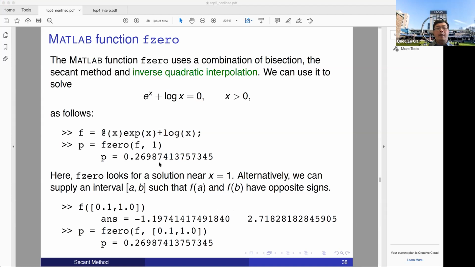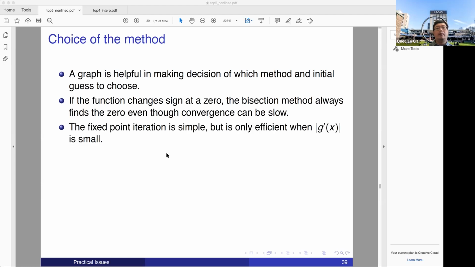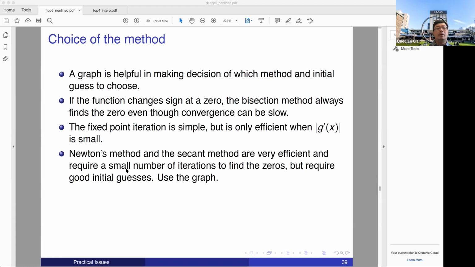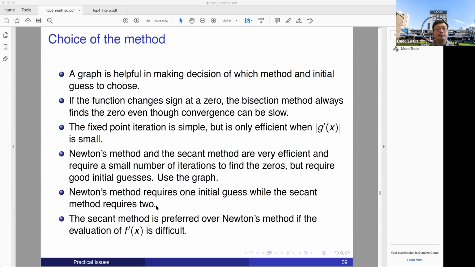So now what we have so far is four methods: the bisection method, fixed point iteration, Newton method, and secant method. Newton method and secant method are faster, but you need to have a good initial guess. Maybe that's why they combine bisection method, then fixed point iteration, and after that they use Newton method. Newton method requires the derivative. If you don't have the derivative, then you just use secant method.